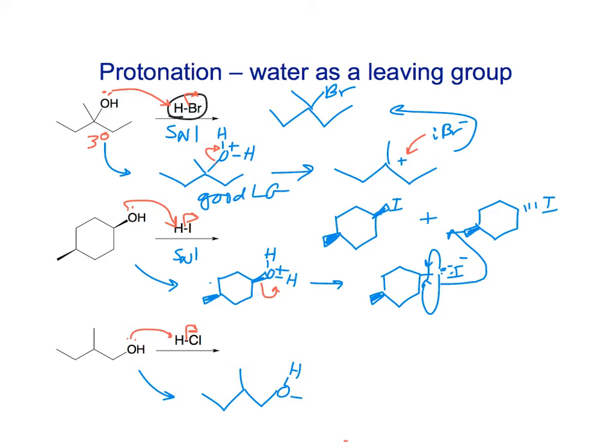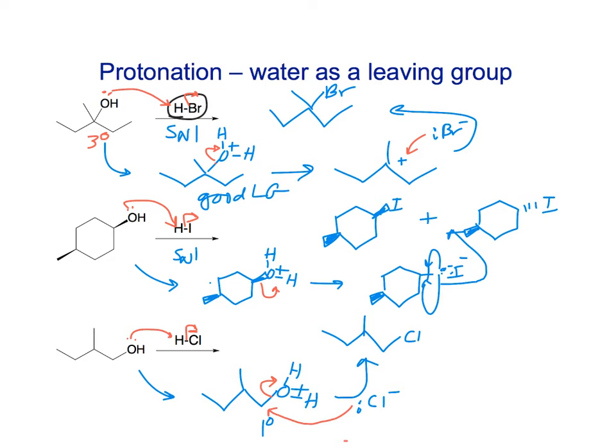Again, to form a good leaving group. But what's going to happen after this? Is this going to follow an SN1 mechanism as well? Well, that's unlikely because this is primary, and because primary positions do not form carbocations, this reaction is going to proceed by an SN2 substitution. So the chloride will come in from the backside, displace water, and directly form our product.